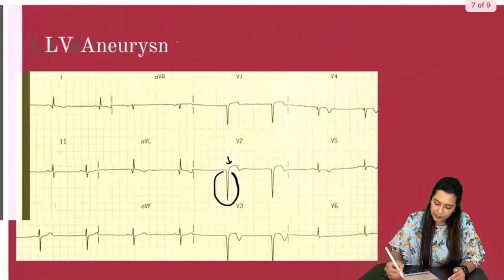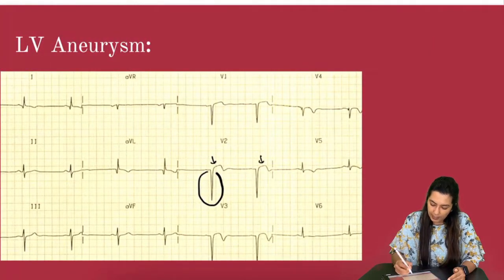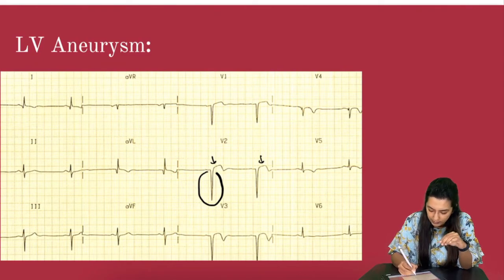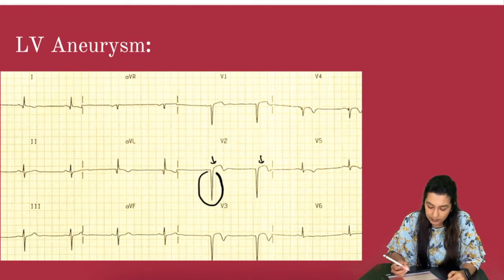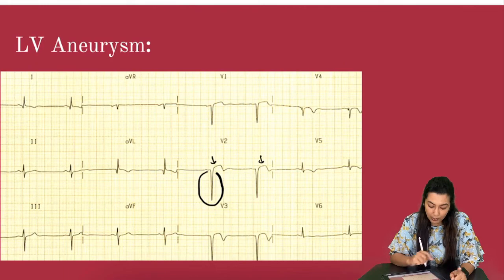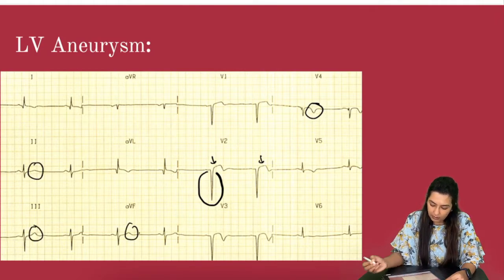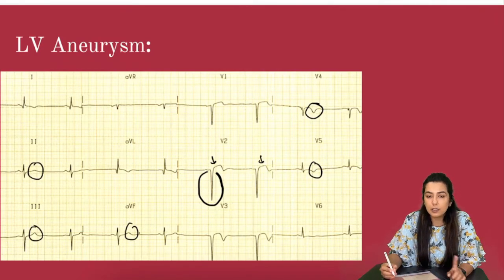Again, this is convex, and it is not very large; only one or two small boxes of ST elevation are present, and there is a QS wave. There are no reciprocal changes. You can see V1 to V3 is affected here. There is also T wave inversion, part of the changes of STEMI, but there are no reciprocal changes.